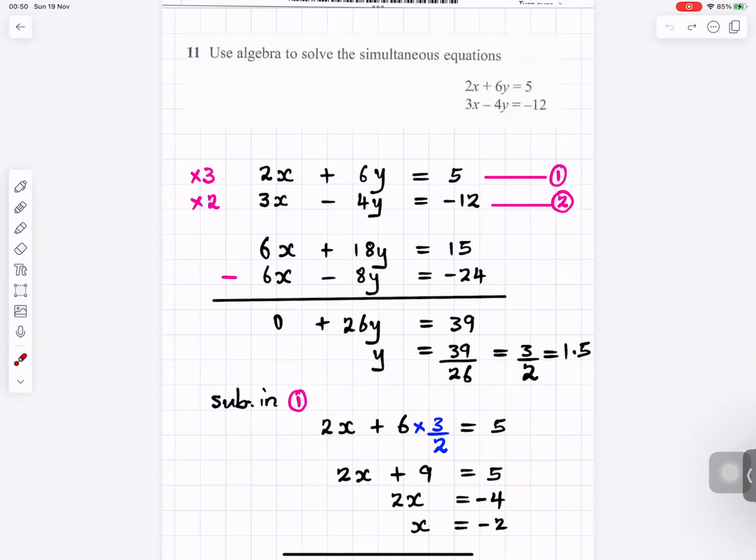Now, to get the value for x, we substitute that value for y into the first equation. So this y goes in there, 3 over 2. 6 times 3 over 2 is 9. Equals 5, and you simplify it. 9 to the right, 5 take away 9 is minus 4. Divide by 2. So x is minus 2, and y is 3 over 2. And you use your calculator to check if the answer is correct.